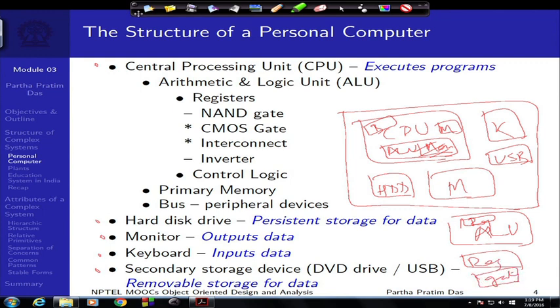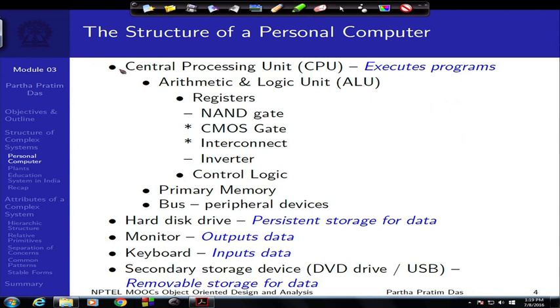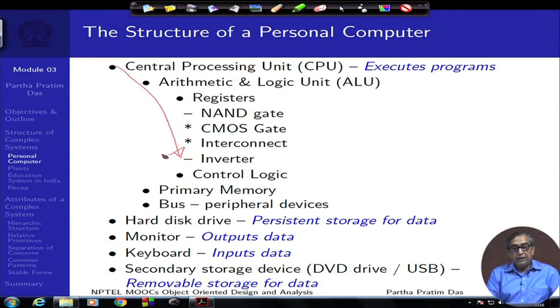So, if we just keep on going down this hierarchy, you will find that the whole system can be described as a collection of hierarchical components, hierarchical subsystems, where every system has certain subcomponents or subsystems in it and is a part of a higher level system. Now, this is what we observe in the case of a personal computer.